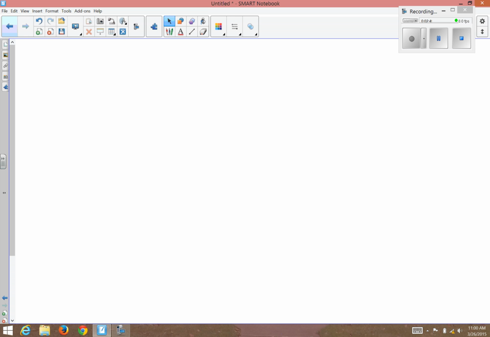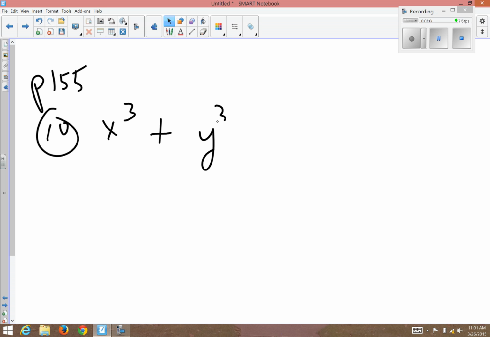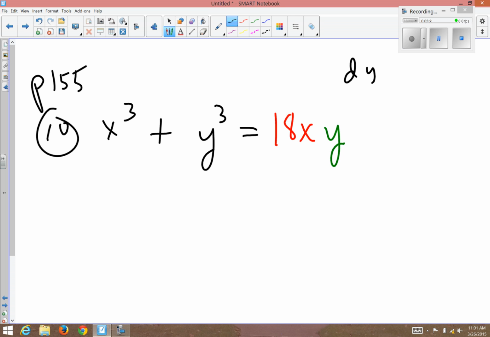So implicit differentiation is, for example, page 155, exercise 10. X to the third plus y to the third equals 18xy. That's given, and the directions are to find the derivative of y with respect to x. This is the question.